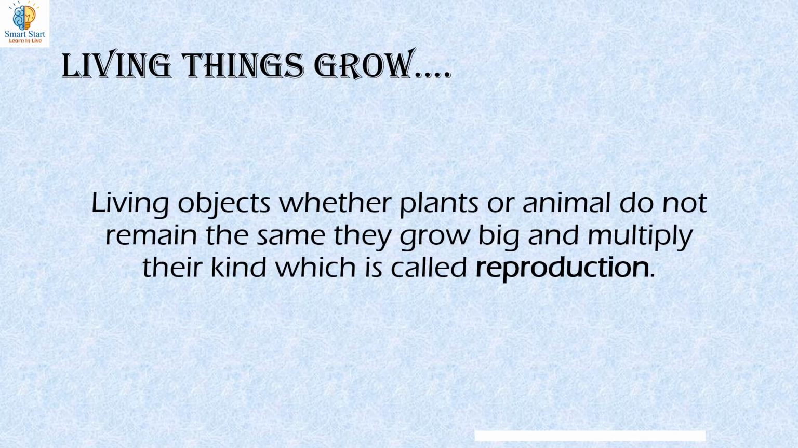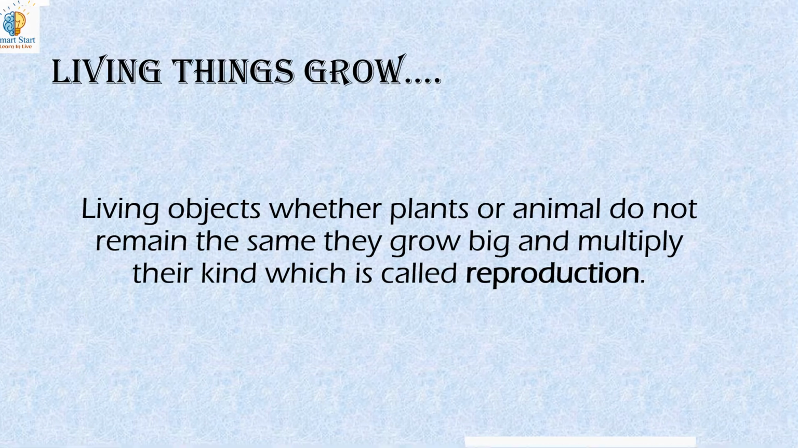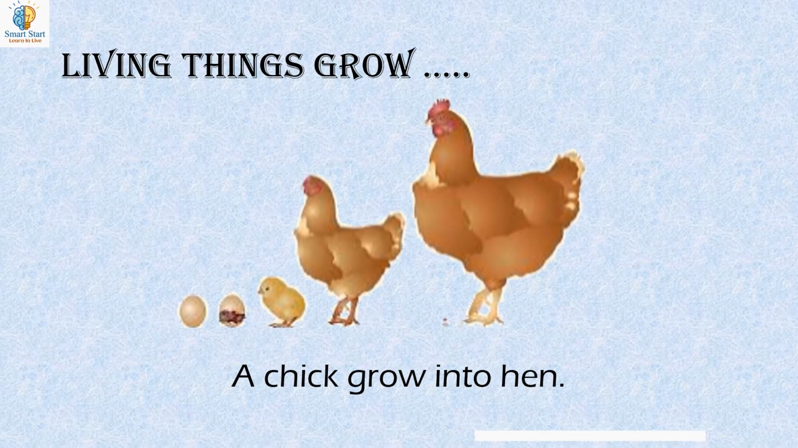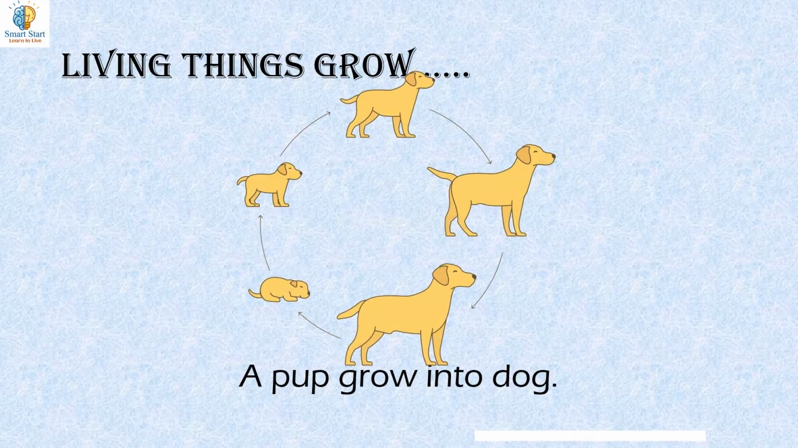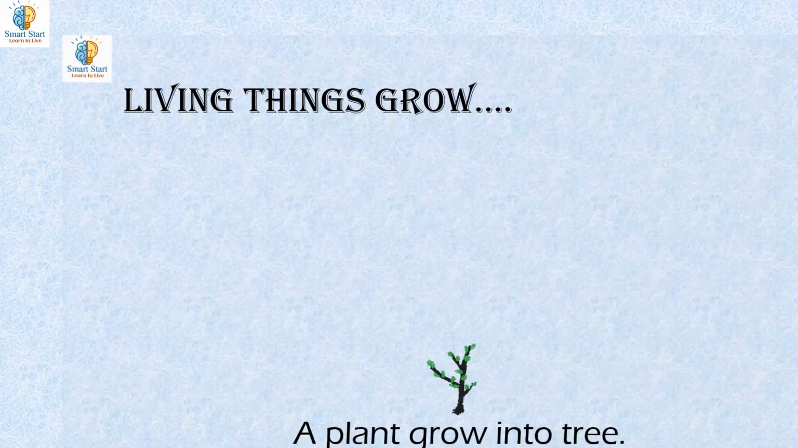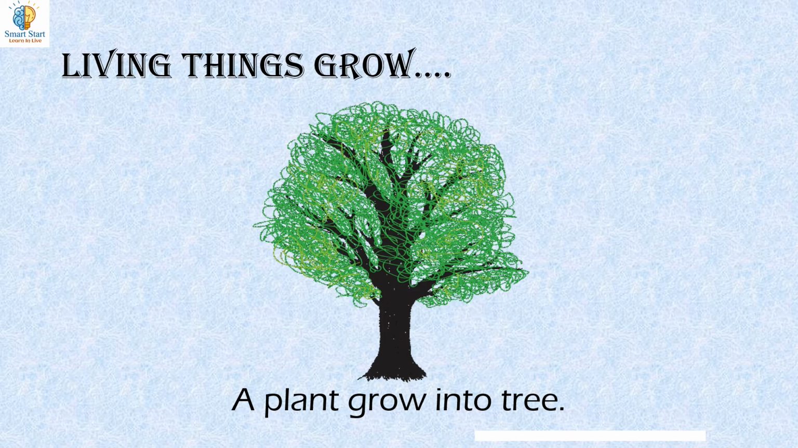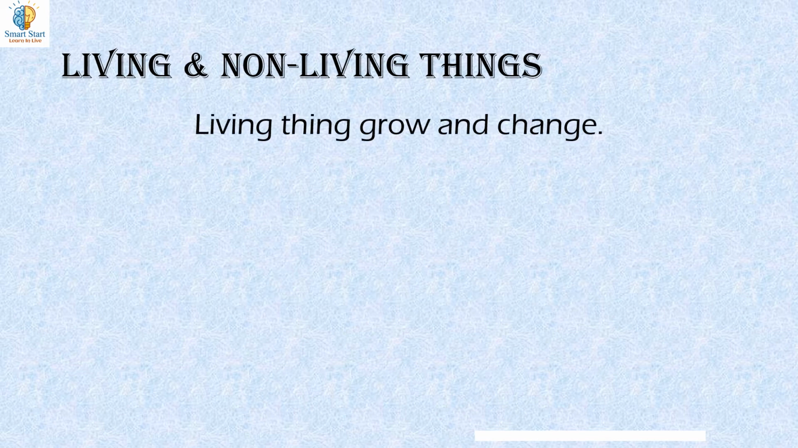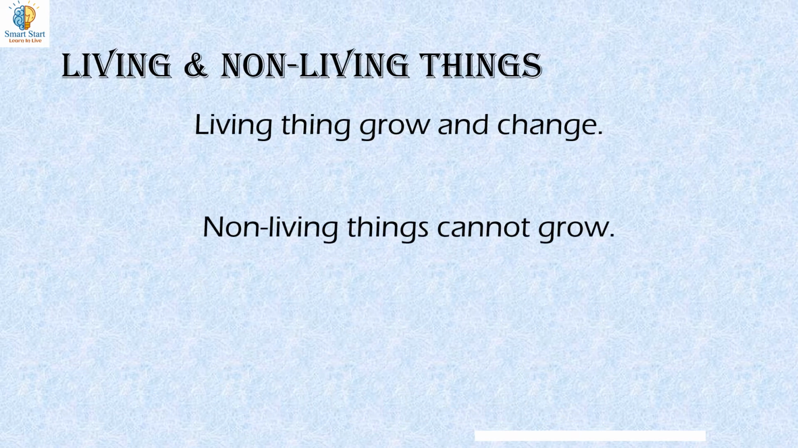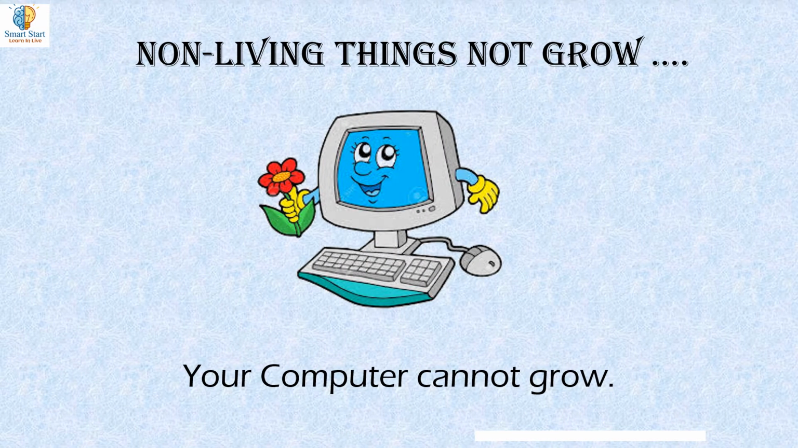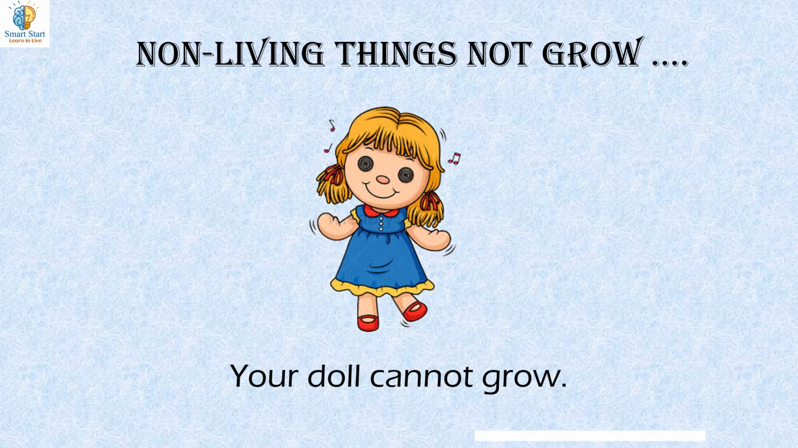Living objects, whether plants or animals, do not remain the same. They grow big and multiply their kinds, which is called reproduction. A baby grows into an adult. A chick grows into a hen. A pup grows into a dog. A plant grows into a tree. Living things grow and change. Non-living things cannot grow. Your computer cannot grow. Your doll cannot grow.